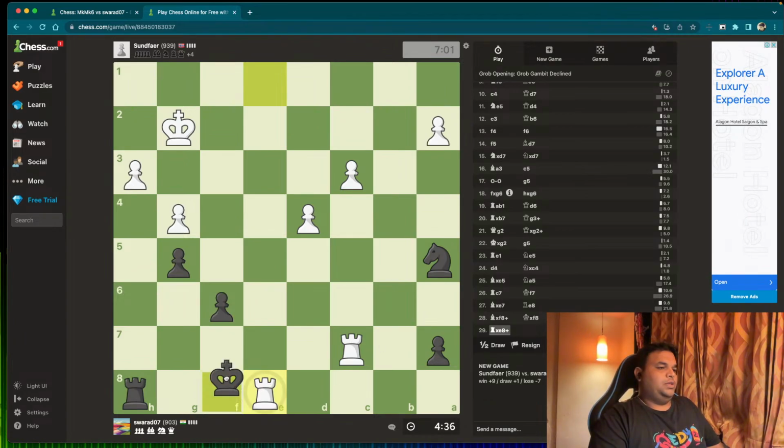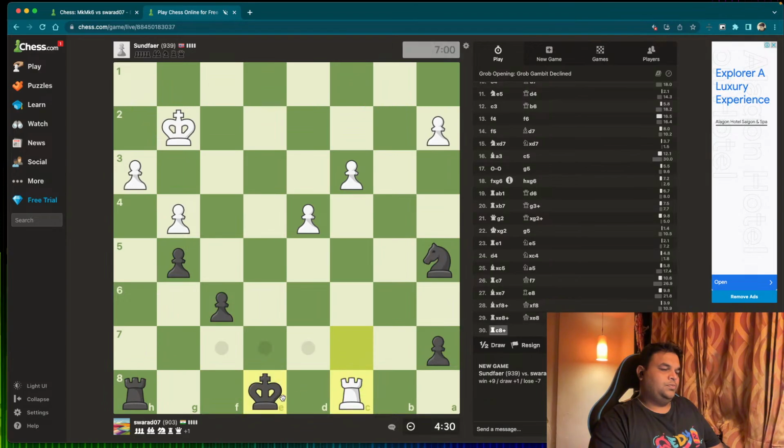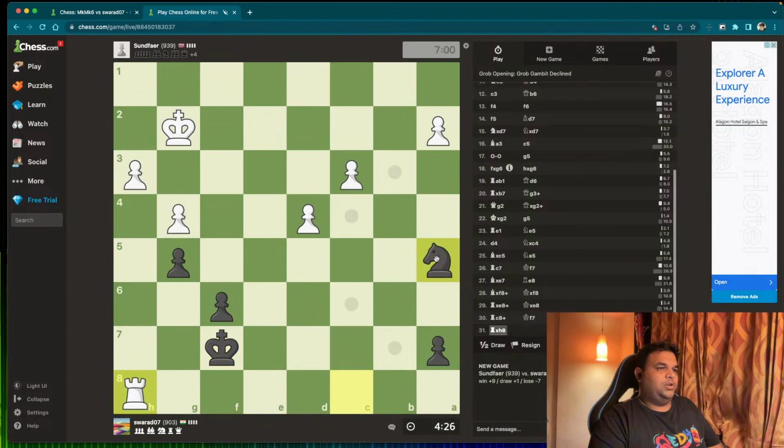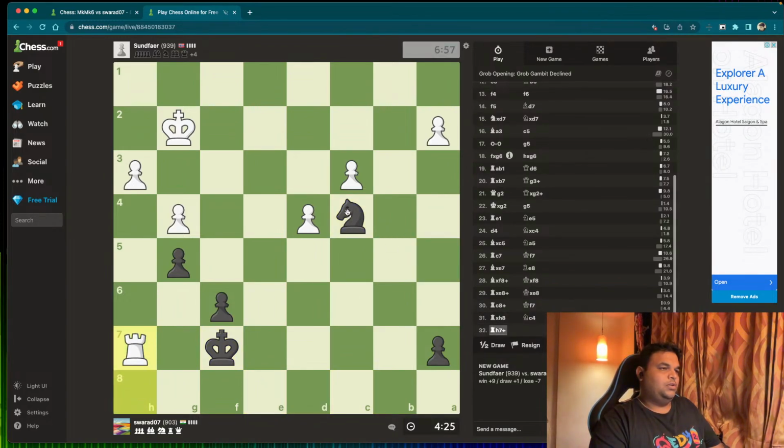Hmm. Yeah, I think I played a bad move. I'm going to lose my rook. Yeah, of course. Bad game. Okay. The only thing we can do now is move our pawns.